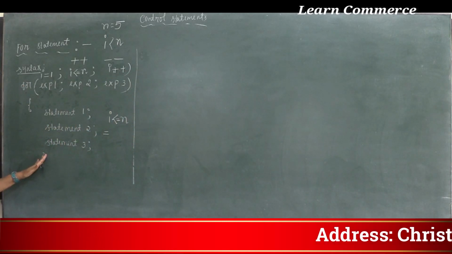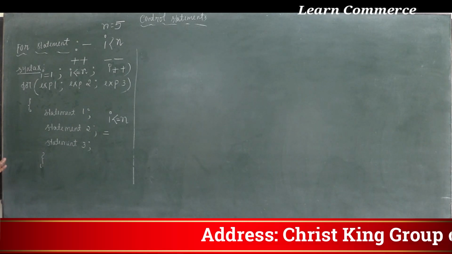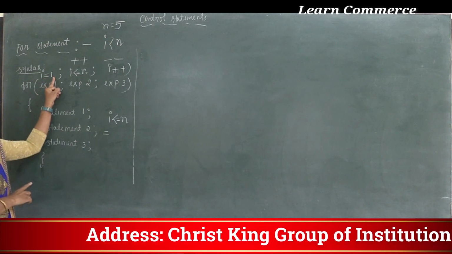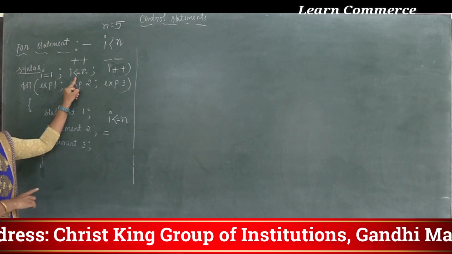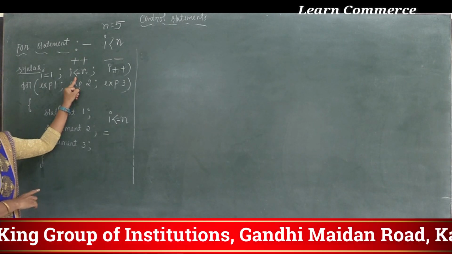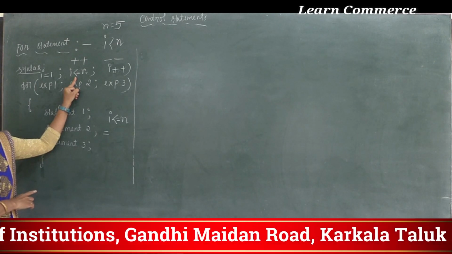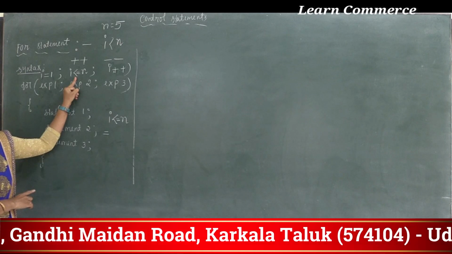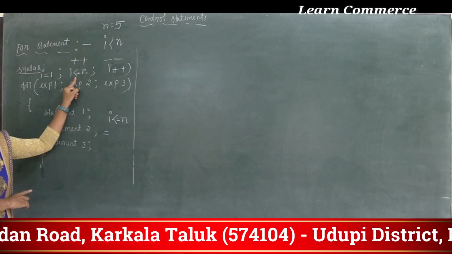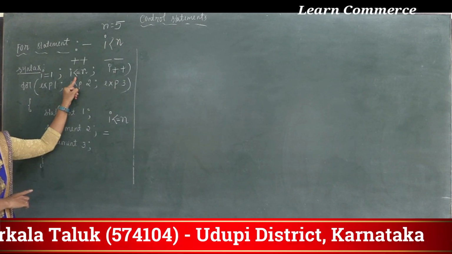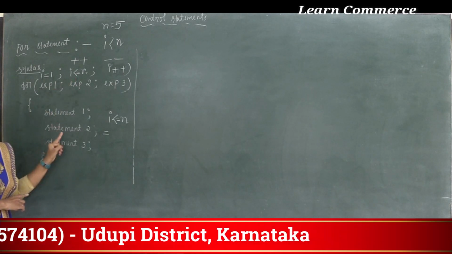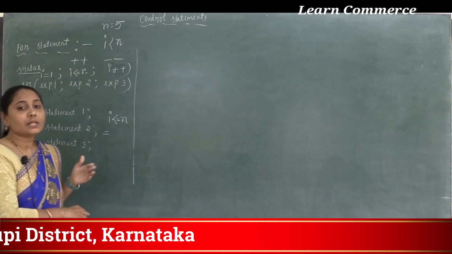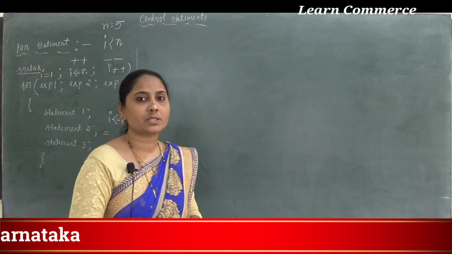When i value is equal to 6, 6 less than or equal to 5? No, the 6 value is greater when compared with 5, that means the condition is false, and it is not going to execute the statement. So this is about our for statement.